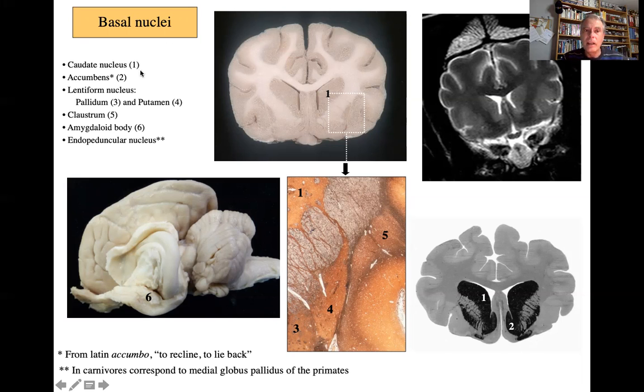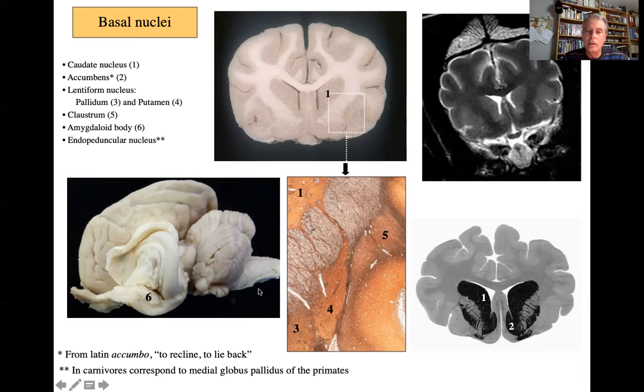So the basal nuclei include the caudate nucleus. Here, this is the caudate nucleus on an MRI as well, right? Or here. The accumbens is this part here, located in the rostromedial portion of the caudate nucleus, in close relation with the telencephalic septum. Here it is very easy to identify the accumbens.